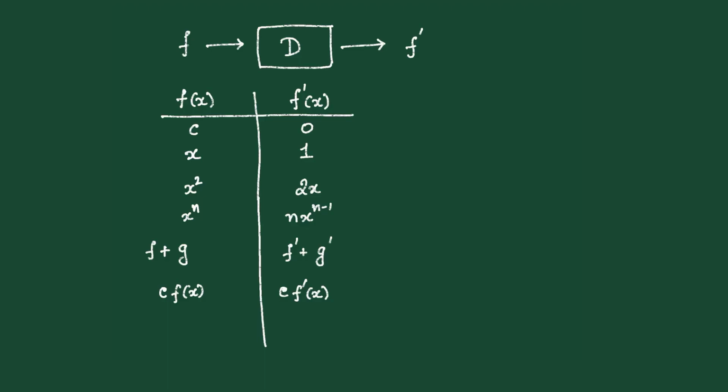Now, we can easily differentiate polynomials. For example, consider the polynomial x squared plus 3x plus 1. If you want to differentiate this polynomial, first you take the derivative of x squared, which is equal to 2x, and then you add the derivative of 3x, which is equal to 3, and the derivative of 1, which is equal to 0.